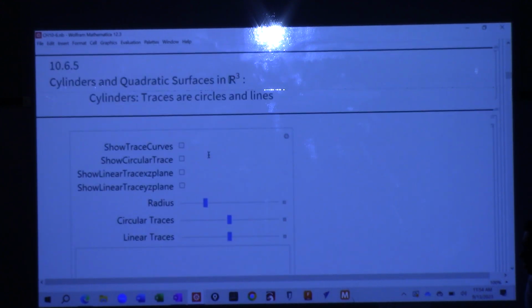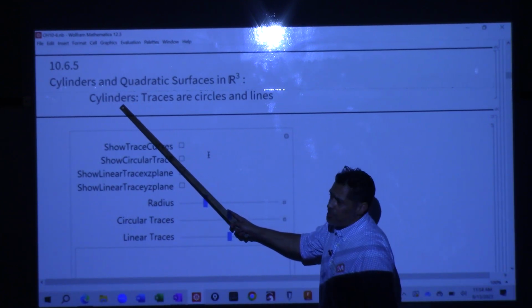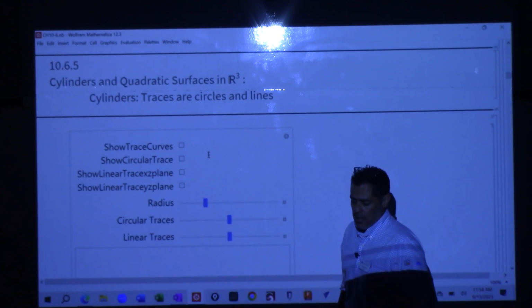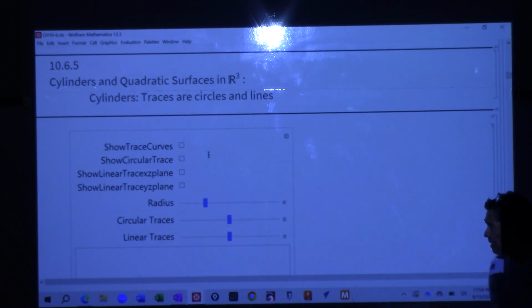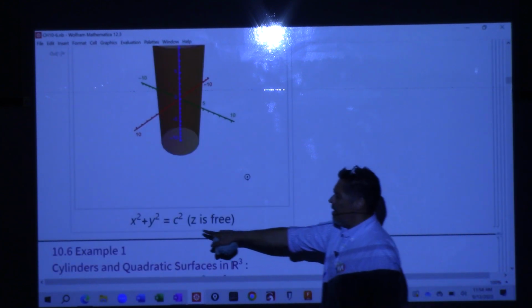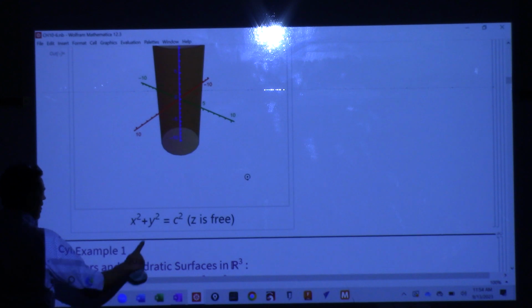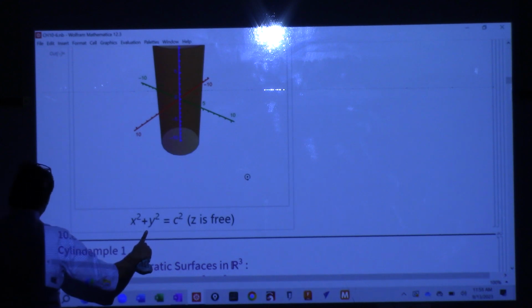Okay, so let's look at our first type of quadratic surface. The first type of quadratic surface that we're talking about are cylinders, all right? And I want to show you the algebraic version of a cylinder right here. So we're in R3, cylinder, and it has the form x squared plus y squared equals c squared.